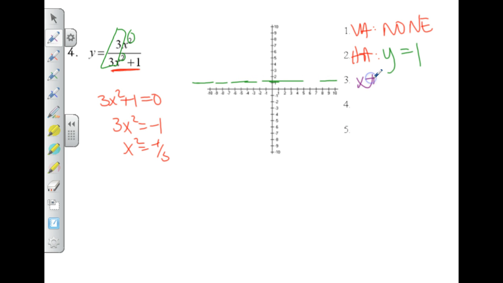The x-intercept, set the numerator equal to 0, and I think that's going to be (0, 0). And by the way, if the x-intercept is (0, 0), the y-intercept is always (0, 0). You can let every x be 0 if you want, but I know it's going to be (0, 0). So again, kind of tricky.